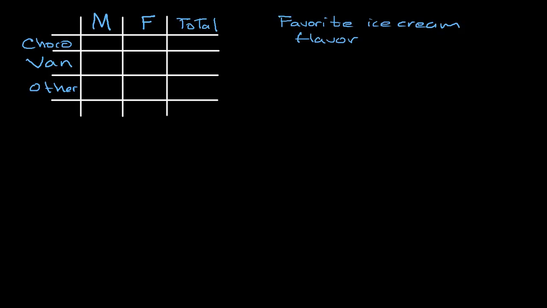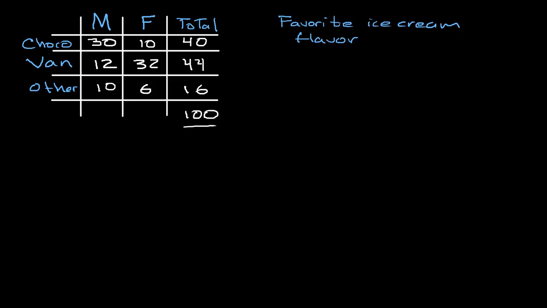Let's say that chocolate is the favorite ice cream flavor for 30 males, for 10 females, and of course if we add these two, it's 40. Let's say that vanilla is the favorite flavor for 12 males, for 32 females. So of course if we add this, we get 44. And other flavors, let's say 10, 6, of course 16. And if we add everything, we know that the poll was conducted on 100 people.